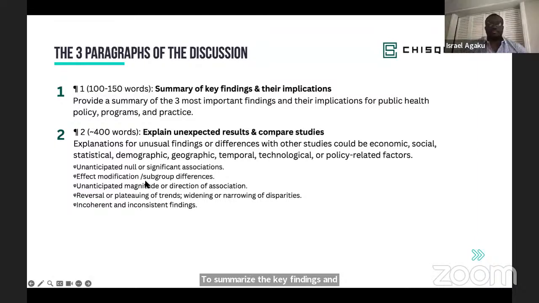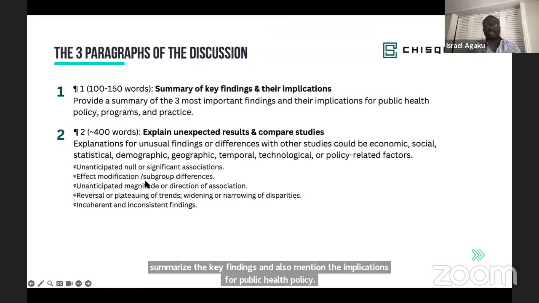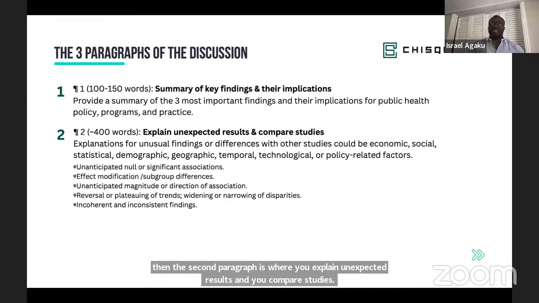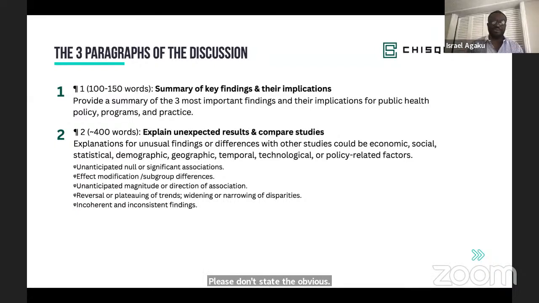And then the second paragraph is where you explain unexpected results and you compare studies. Please don't state the obvious. If you say that lung cancer rates were higher among smokers compared to non-smokers, that's expected. So save the discussion for things that are unexpected, right?